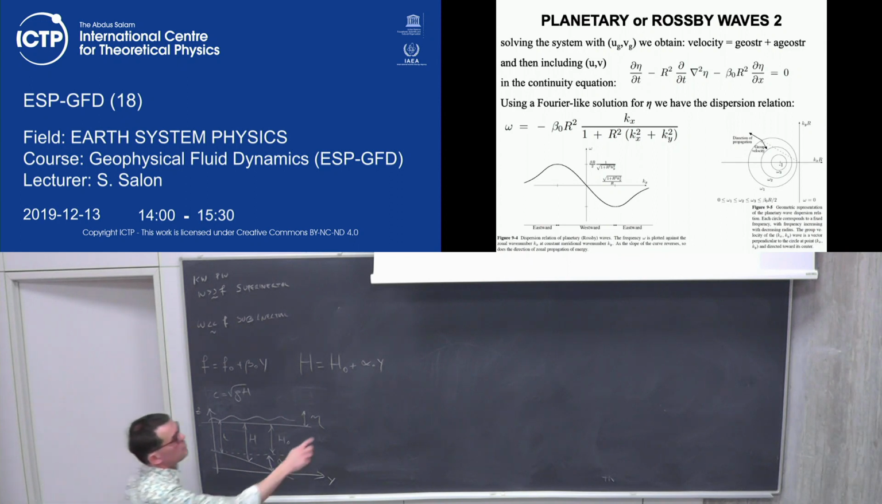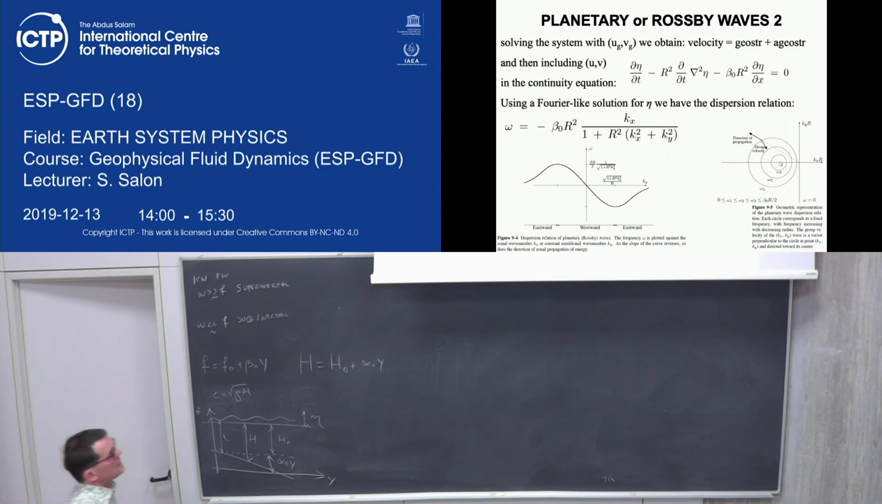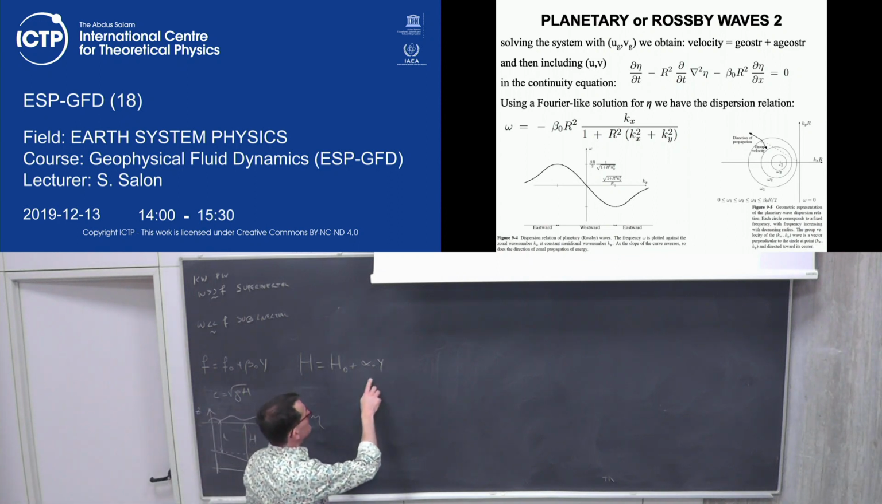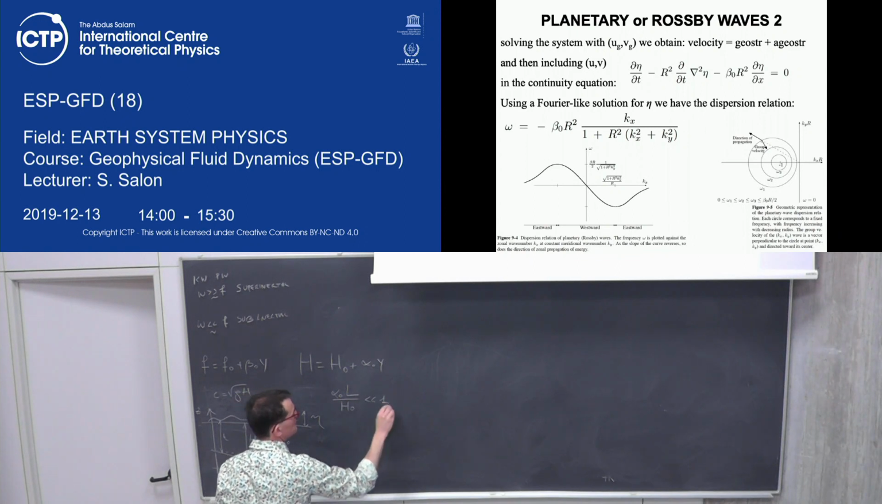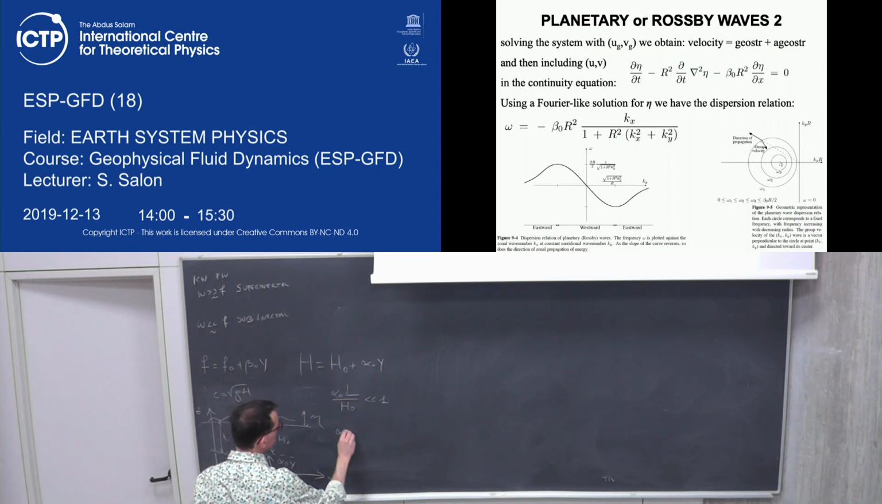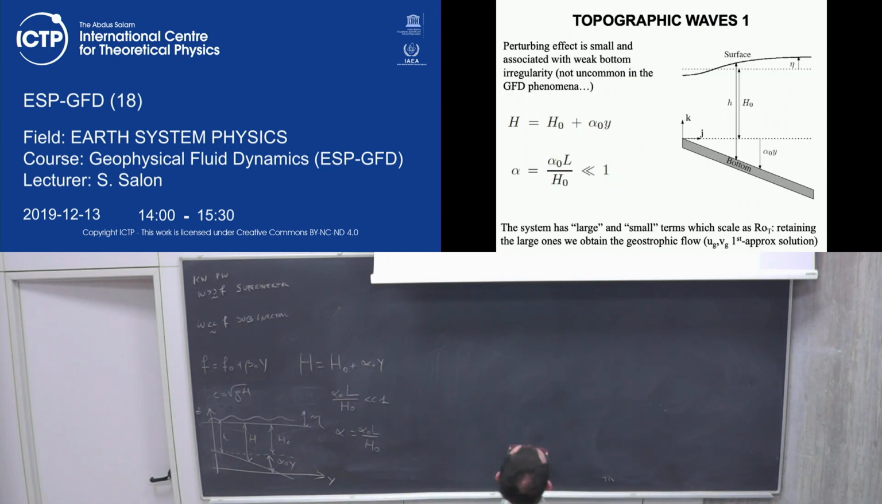And then you will see why we are using y. Again, this is a perturbation, because I want that alpha 0 L over h0 is much smaller than 1. And I will call this alpha 0 L over h0 the topographic number.